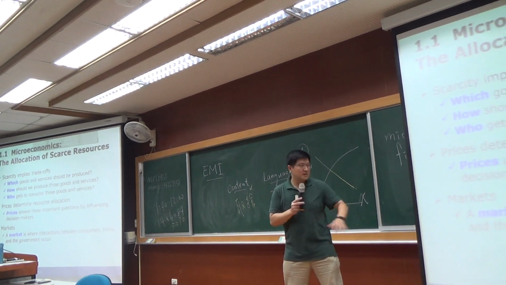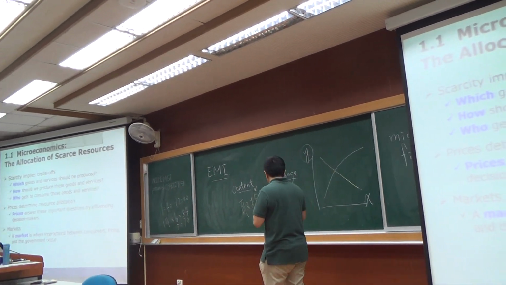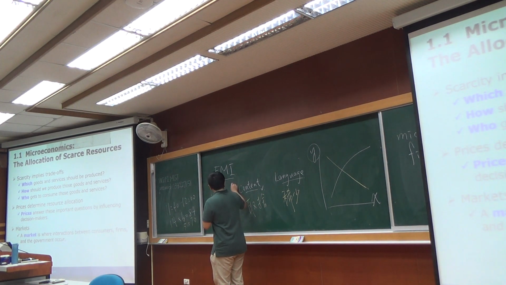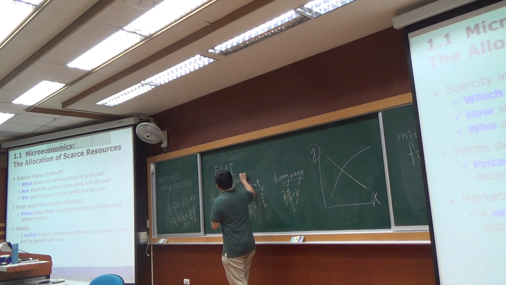And also the government. So basically, in microeconomics, buyers, sellers, and the government.